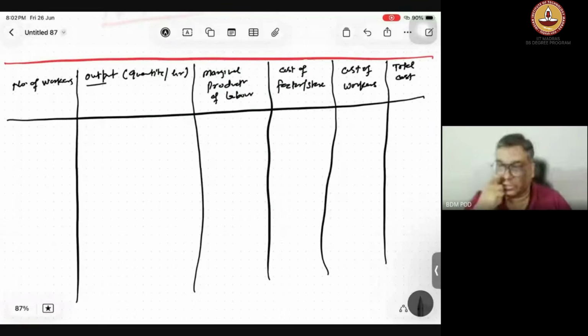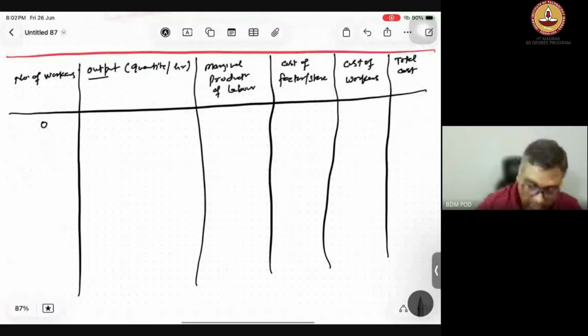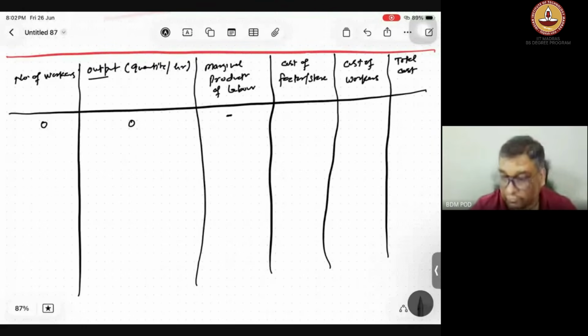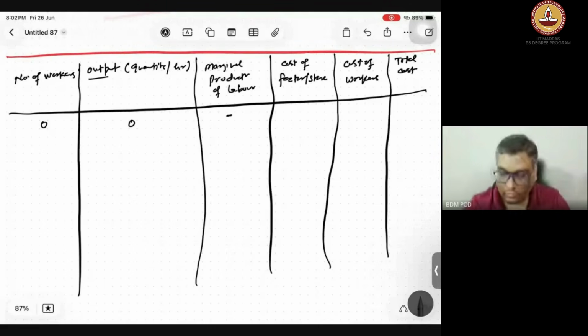With this example, suppose you have 0 workers. 0 workers means you don't have any output. You have just opened the shop. 0 output. I'm leaving marginal production as of now. So what is the cost of store or cost of factory? It has some initial value, because you have rented the shop. You need to pay rent for that.